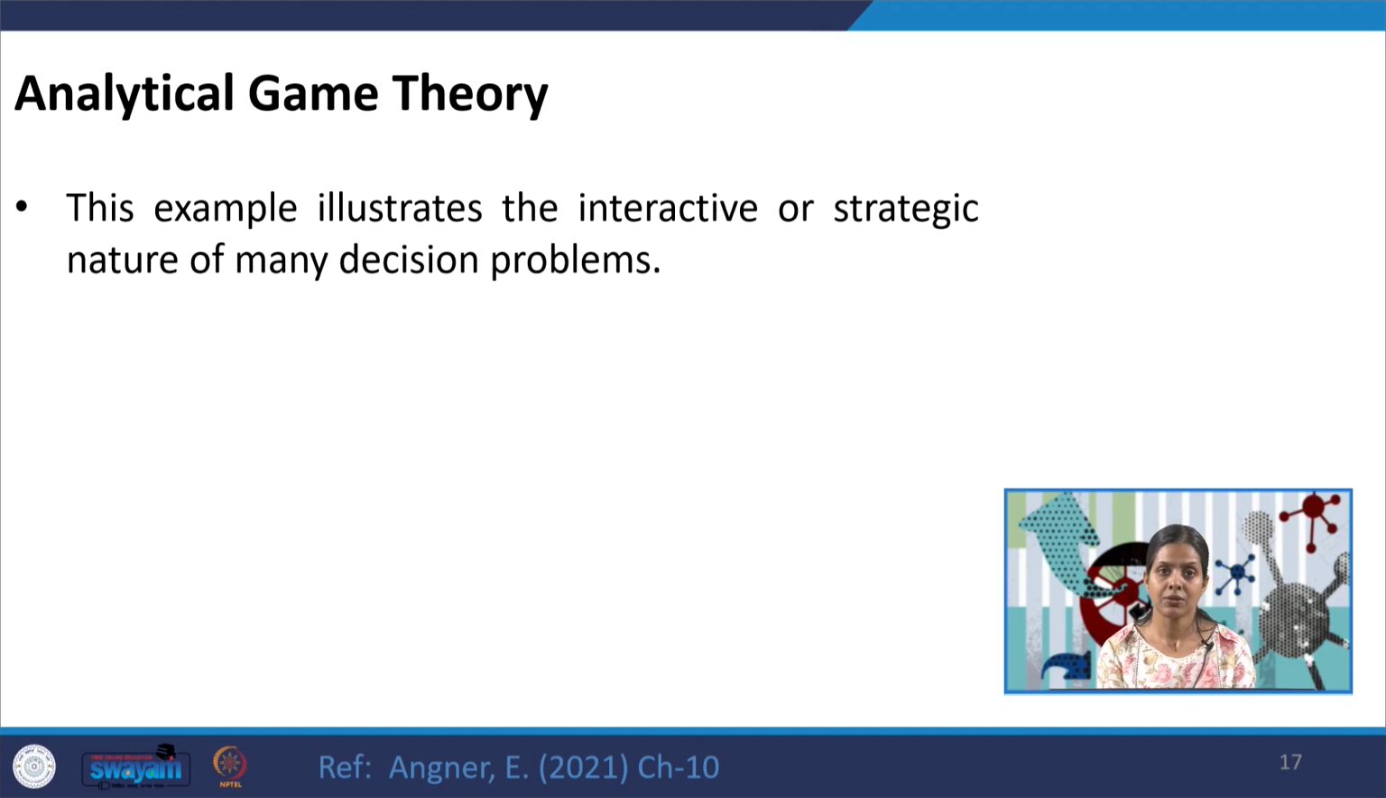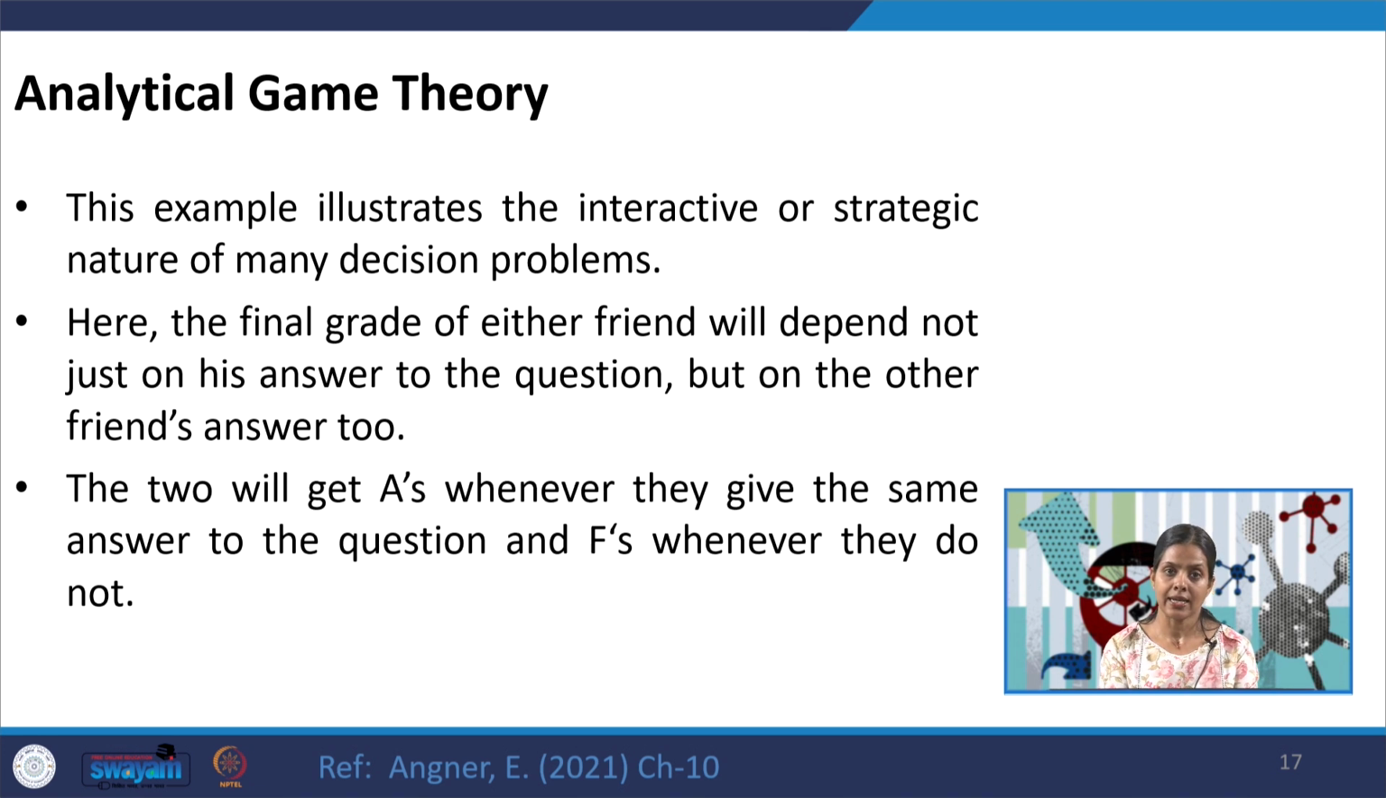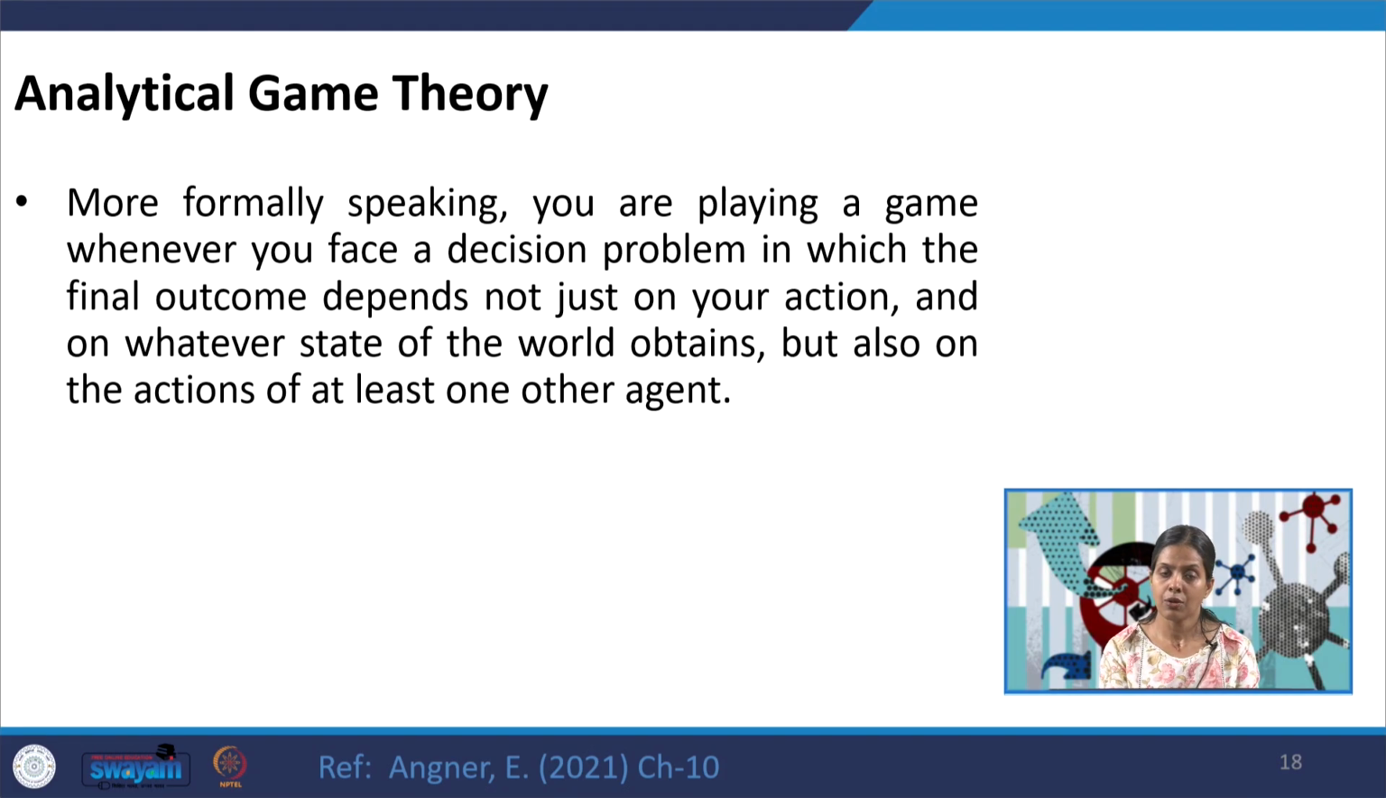This example illustrates the interactive or strategic nature of many decision problems. Here, the final grade of either friend will depend not just on his answer to the question, but on the other friend's answer too. The two will get A's whenever they give the same answer to the question and F's whenever they do not. More formally speaking, you are playing a game whenever you face a decision problem in which the final outcome depends not just on your action and on whatever state of the world obtains, but also on the actions of at least one other agent.